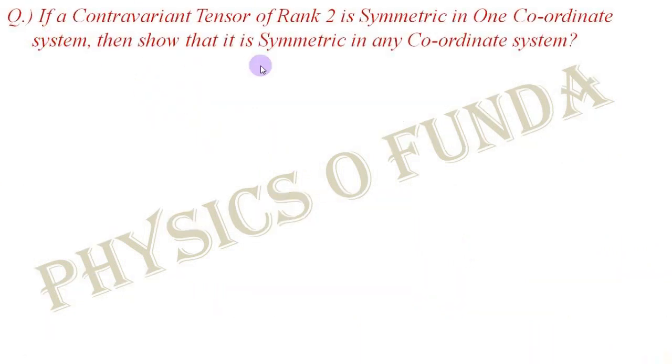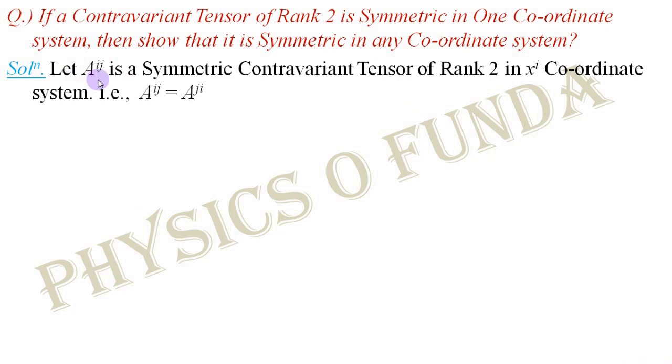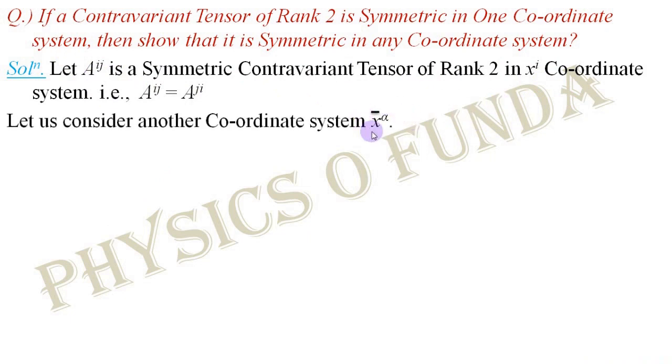Let's start with this problem. If a contravariant tensor of rank 2 is symmetric in one coordinate system, then we have to show that it is symmetric in any other coordinate system. For that, we consider Aij is a symmetric contravariant tensor of rank 2 in the unbarred coordinate system. That means Aij is equal to Aji because this tensor is symmetric, in the unbarred coordinate system. Let us consider another coordinate system x bar alpha, which is none other than the barred coordinate system.